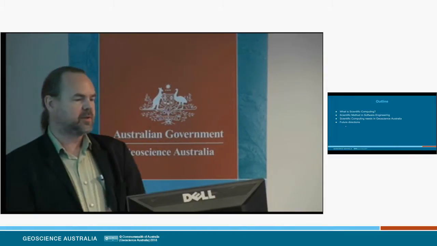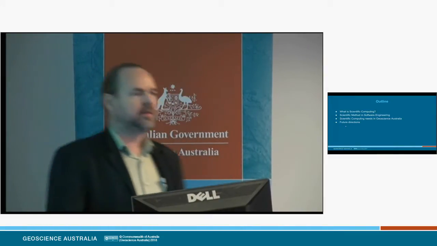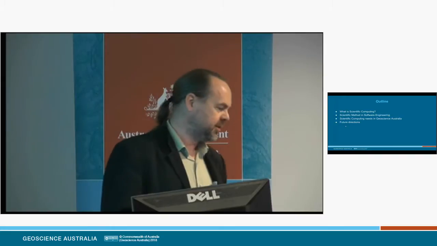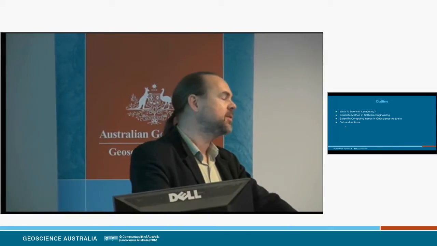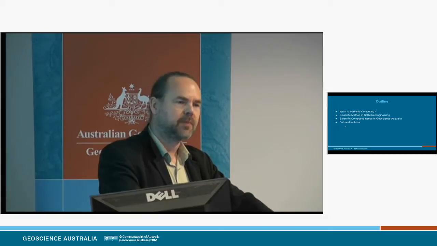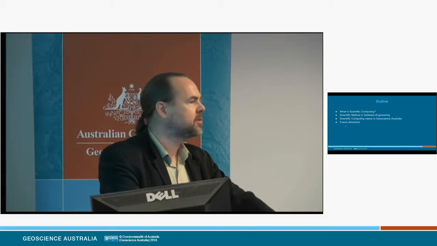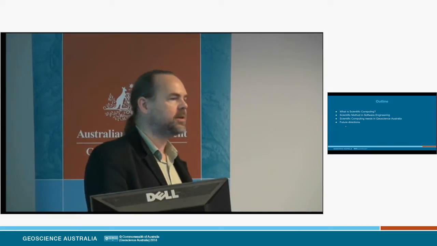I'll be talking about just 4 things. First thing is what is scientific computing? It's used a lot in the agency this past 6 to 8 months, and there are various opinions perhaps of what it might be. So I thought I'd give my first crack at how we could define that. Then I'll talk about the needs in Geoscience Australia as I understand them from the 9 branches, and I'll talk about what it all means for software engineering, the scientific method. And I'll talk about the future directions as I see them.